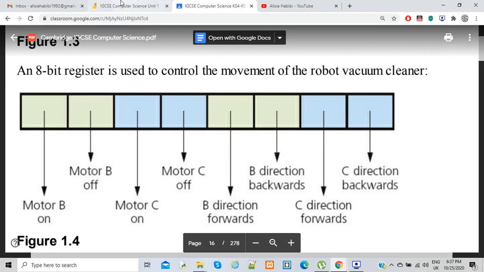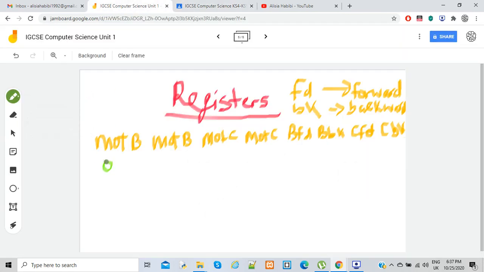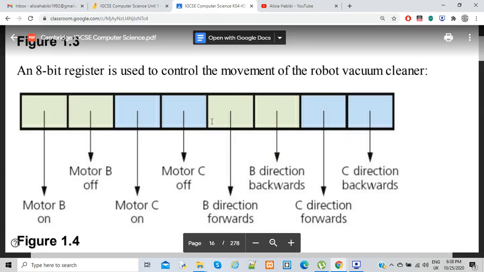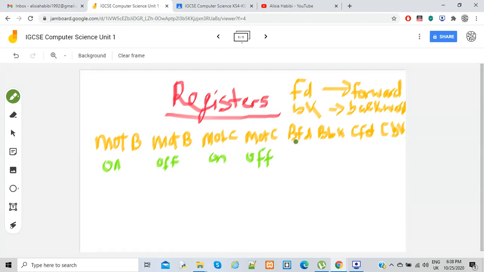So B is motor on, so it's going to be on. So this is motor B on. The next one means motor B off, okay? And then the next one, motor C, and that is on as well. And then motor C is off as well. And then of course we have the next one, which is going to be B forward, so we don't need to do anything there, B backwards, and then we have C forward, C backwards. So B forward here, B backwards, C forward, and C backwards.